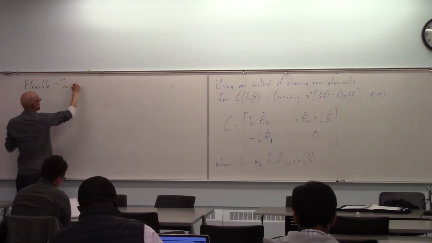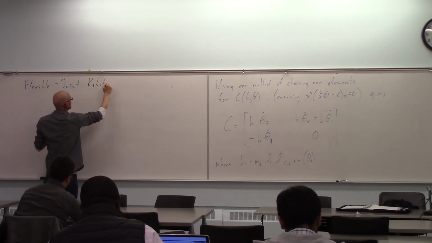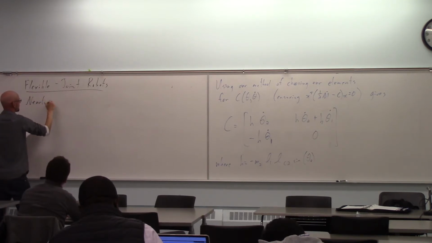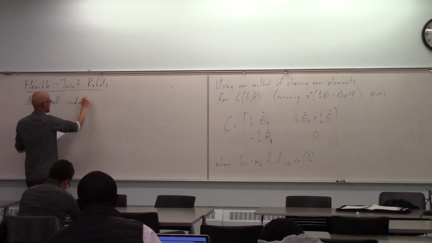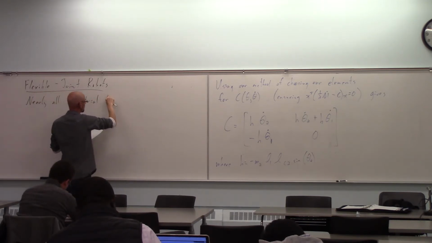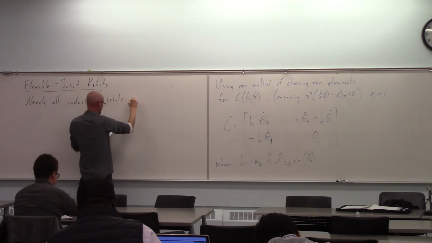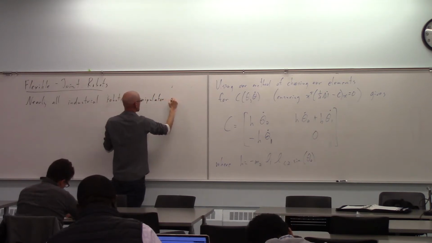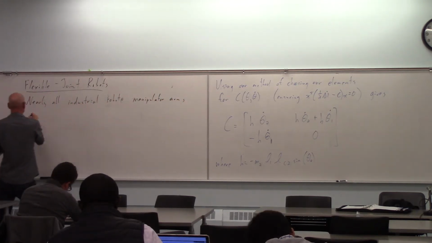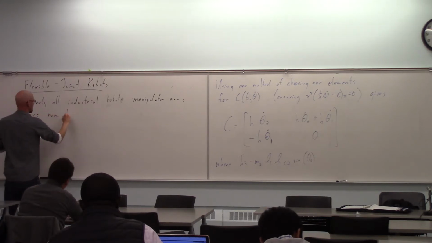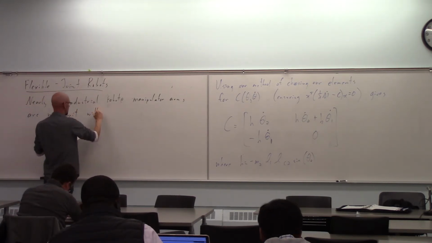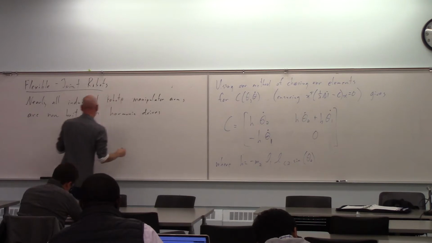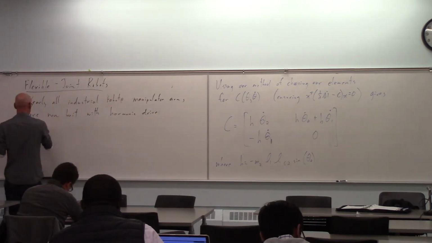Flexible joint robots. So nearly all industrial robots, or robot manipulator arms, are now built with harmonic drives, or harmonic drive gearing at the joint.